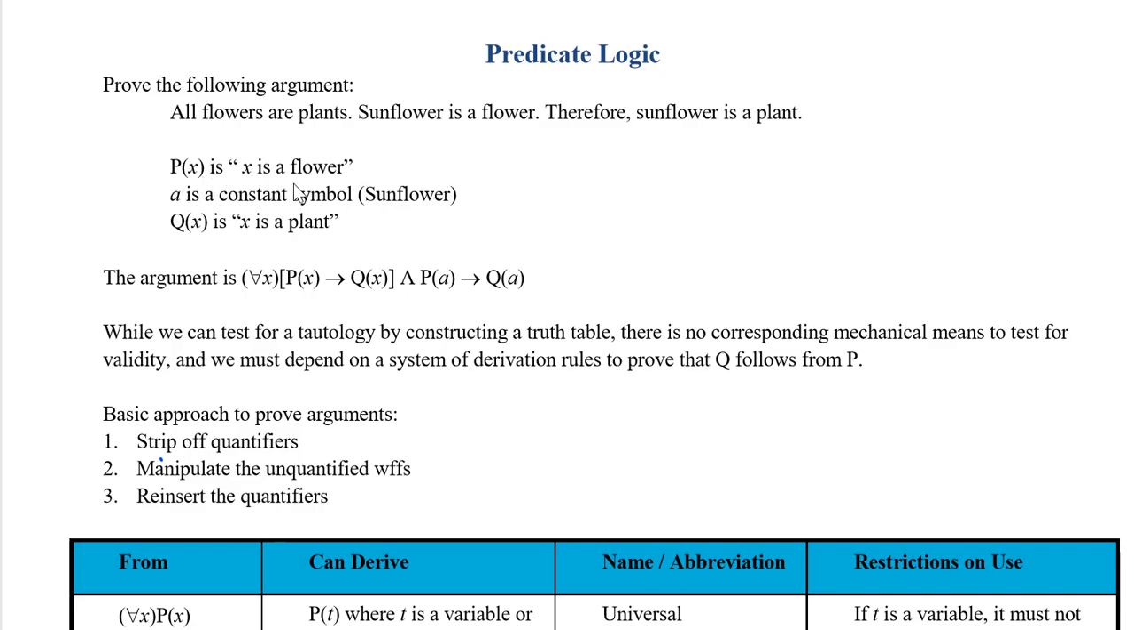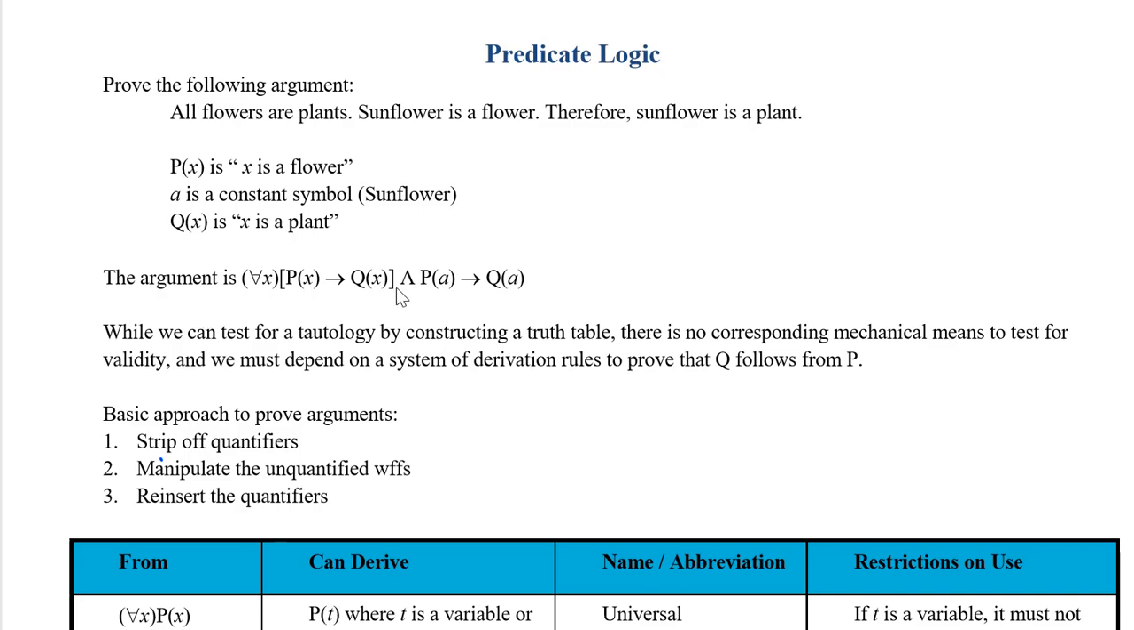So if we let P of x represent x is a flower, A is the constant symbol that represents exactly sunflower, and Q of x means x is a plant. So now this argument, all flowers are plants: for anything, if it is P of x, if it is a flower, then it is a plant. Sunflower is a flower, P of A, where P means flower and A is specifically sunflower. And therefore, this is the conclusion, sunflower is a plant, meaning Q of A. A is sunflower and Q is a plant.